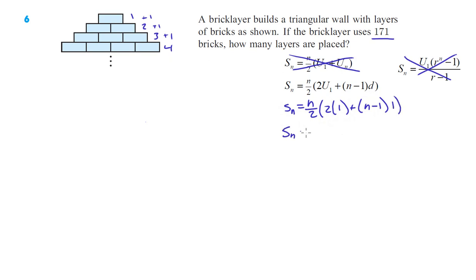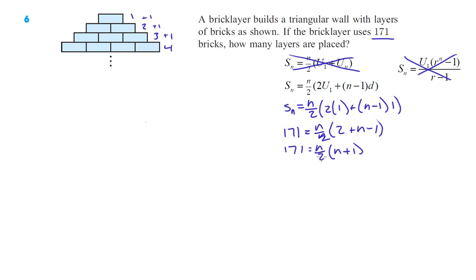Now let's simplify this as much as we can, right? And we actually know what this S of n is. So instead of writing S of n, we know that the sum of this entire series is going to be 171. So let's plug that in. So we have n over 2, all times 2, and then distribute that 1 through, and it's just plus n minus 1, right? So we get 171 equals n over 2, all times n plus 1, because 2 minus 1 gives us 1.